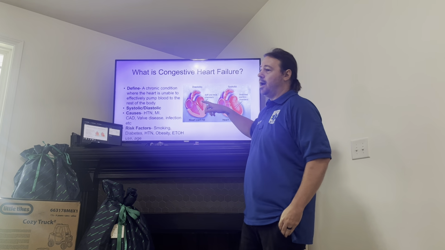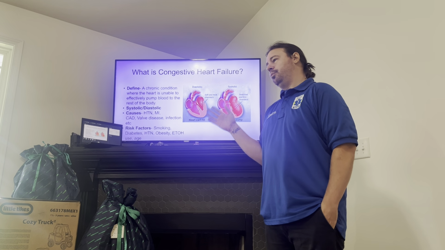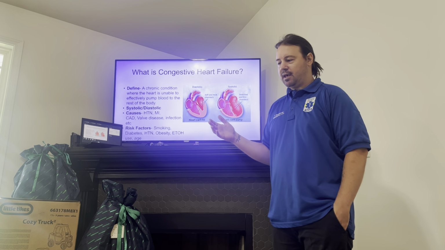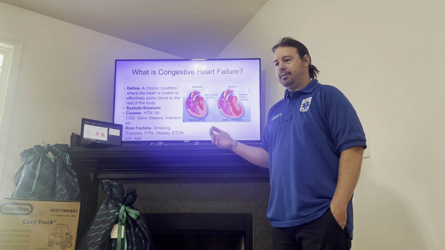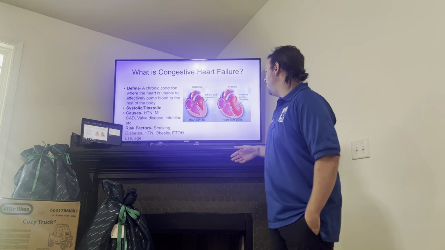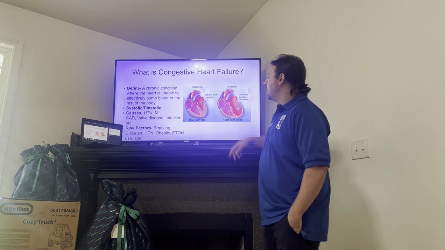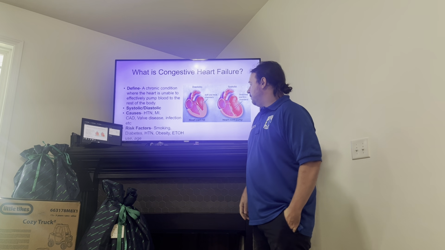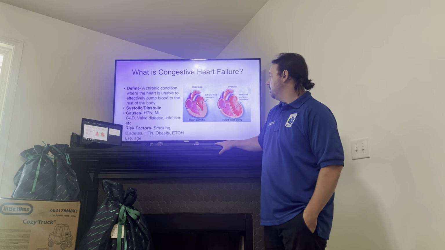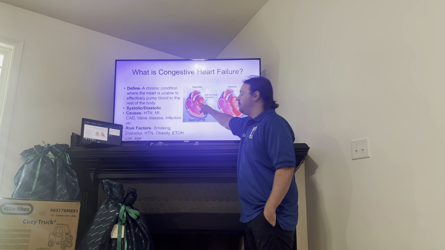Same thing with MI. MI affects both preload and afterload, but myocardial infarction, a heart attack, will cause tissue death, tissue weakening, tissue damage, which affects the heart's ability to pump effectively, right? Coronary artery disease works very similar to high blood pressure. It increases the afterload.